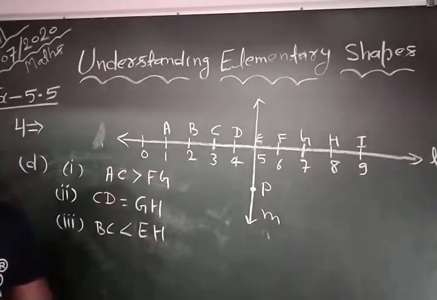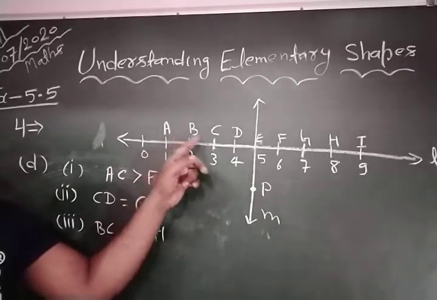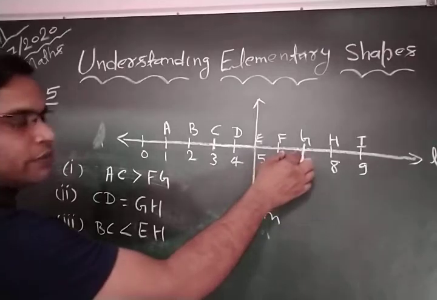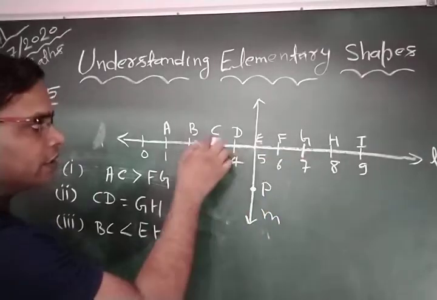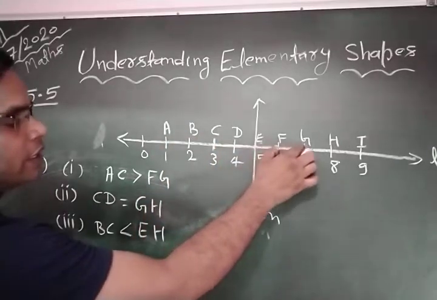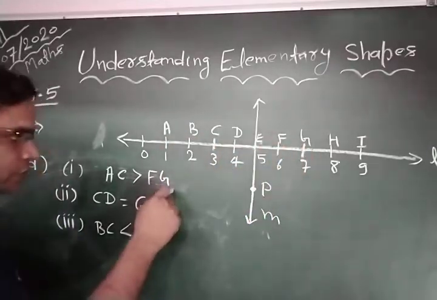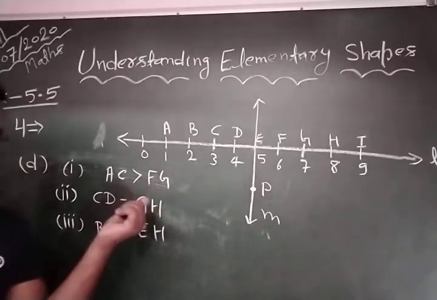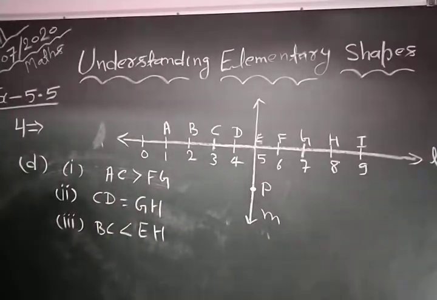So where is AC? How many gaps? 1, 2. AC has two gaps, and FG has only one gap. You can see here only one gap. AC has two gaps, AB and BC, but FG has only one gap. So this is true because AC has two gaps and FG has one gap. So AC is greater than FG. This is true.